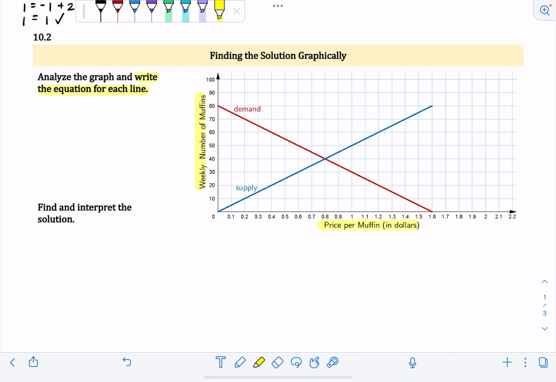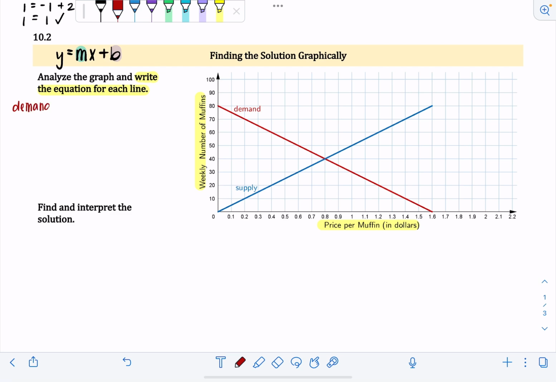So I'm going to do demand first. I'm going to write these in slope-intercept form, which is y equals mx plus b. I would say that's usually the most common way that we write equations of lines. I know we've talked about slope-intercept form, point-slope form, and standard form, but slope-intercept form is the most common one. So we need two things: m, which is the slope, and b, which is the y-intercept. Usually the y-intercept is easier to find.